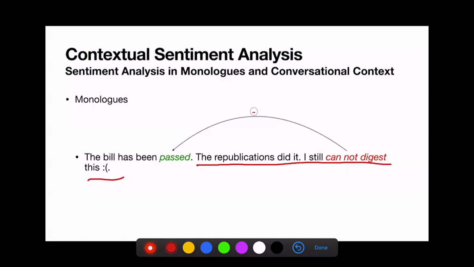Now, if you consider this sentence, I still cannot digest this. This is negative, right? From there, you can track back to the first sentence and say that on the bill, the expressed sentiment is negative. Because although bill is connected to a so-called lexicon, and if you consider the lexicon, pass is almost positive, if you consider this sentence, you can infer that on the bill, the user is expressing the negative sentiment, right?